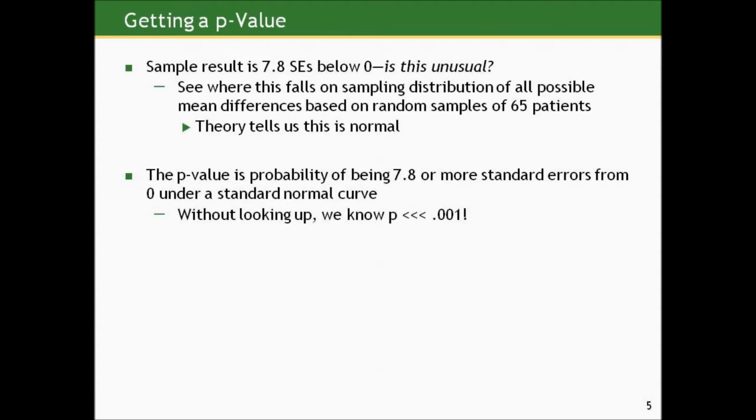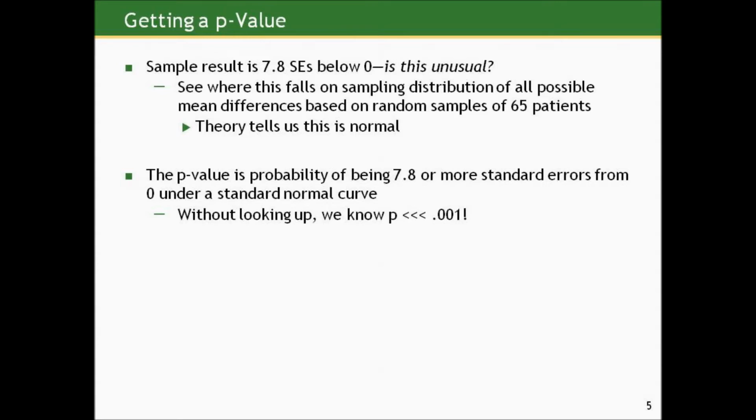Is that unusual? Is that far out? Far away? Well, we have to see where this falls on the sampling distribution of all possible mean differences based on random samples of 65 patients. Well, the theory tells us we've got a relatively large sample. This sampling distribution will be approximately normal. So the p-value is the probability of being 7.8 or more standard errors away from 0, either below, as we observed, or above, 7.8 or more above. We look in both directions under a standard normal curve. Certainly, without looking this up in any table, you know that this p-value is quite low, right? It's well less than 0.001.